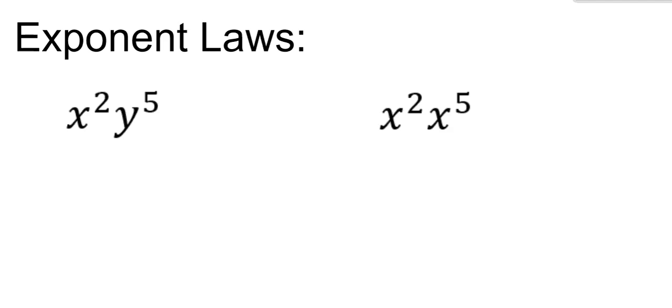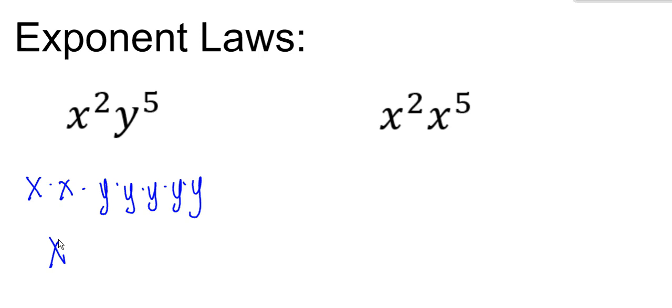So, let's look at the exponent laws. So we know that if I have x squared and y to the 5, there's nothing I can do with that. They're different bases, and if I were to expand it, I would have x times x, and then y times y times y times y times y, and there's nothing I can do to write it any simpler than how it began, which is x squared and y to the 5.